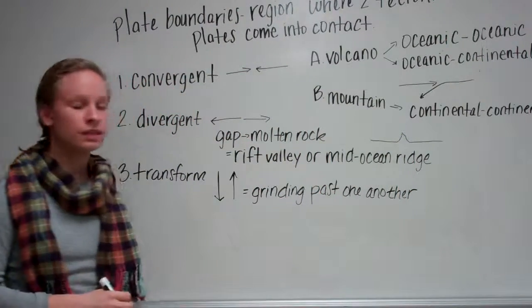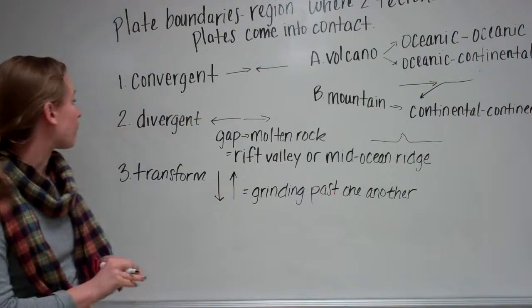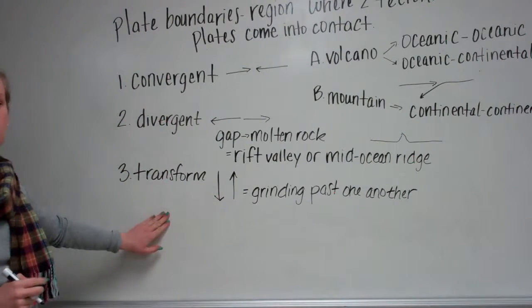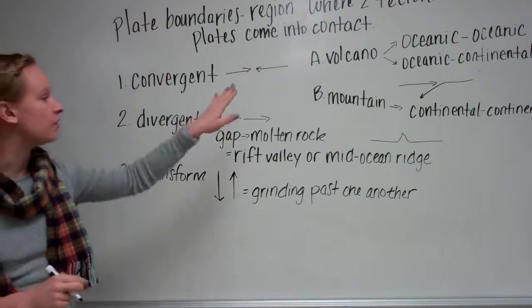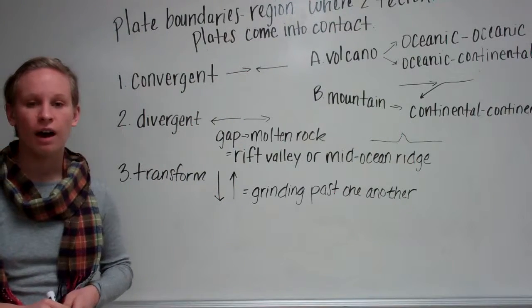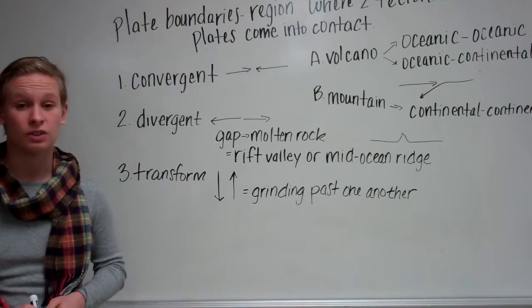Okay, so those are our three types of plate boundaries. We have our convergent, divergent, and transform. And in each of them, we have different outcomes as a result of how our plates are moving in relation to one another.